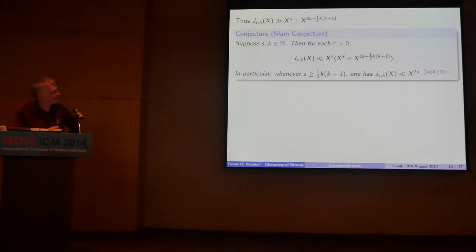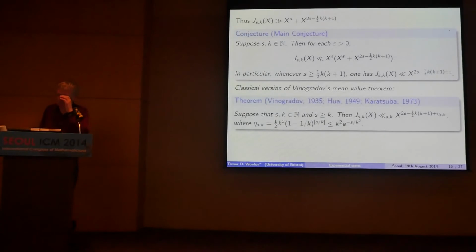So, as usual in this kind of subject, we'll add in an extra x to the epsilon for safety. So for each epsilon greater than 0, no matter how small, we expect that this mean value is bounded above by x to the s plus x to the 2s minus a half k plus 1 times x to the epsilon. Good. Okay, so now we know what to believe.